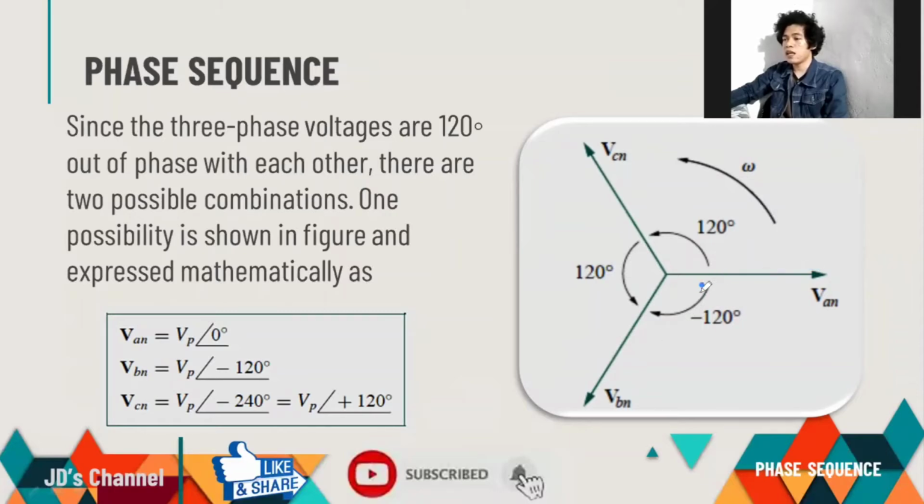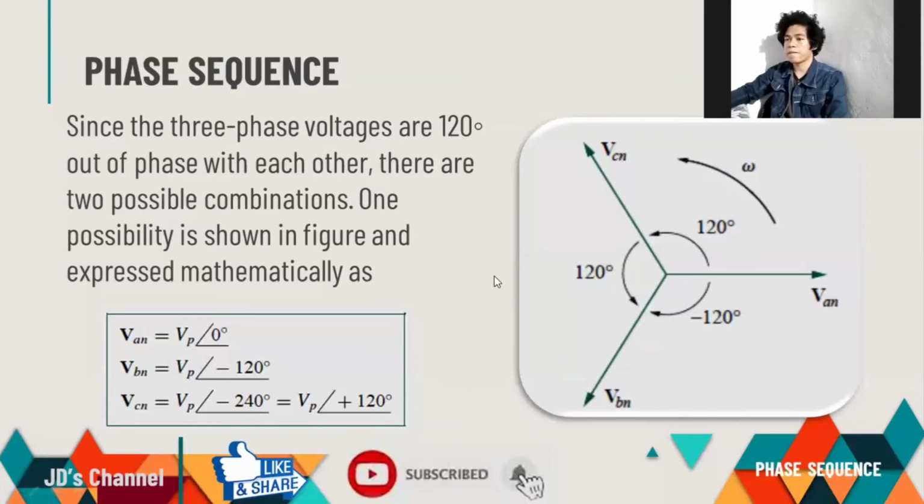Tapos, yung ating VBN, ang angle naman niya is negative 120. And then, yung ating VCN, kung pamula dito siya class, negative 240 siya, kasi 120, 120. Pwede din naman dito, yan ay positive 120. Kaya positive 120 ang nakalagay dyan. Pag dito mo naman siya binilang, class, siya ay magiging negative 240. Kaya yan ay negative 240 or positive 120. Same din po yan. Okay?